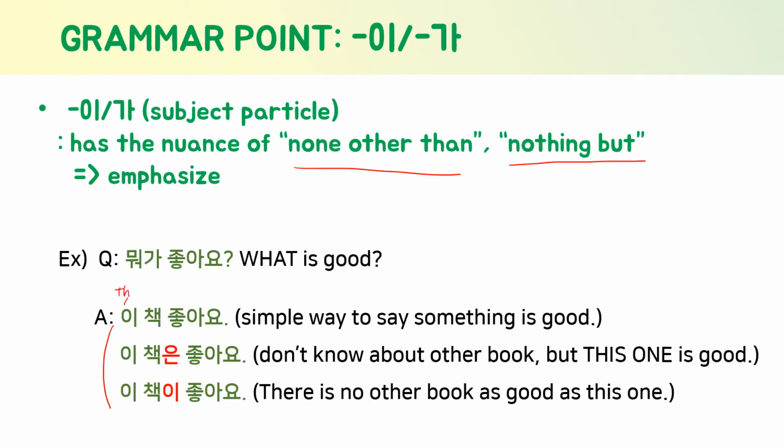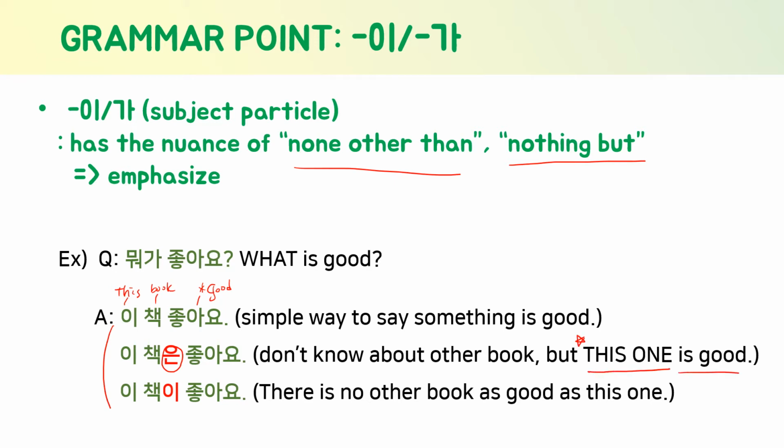We say this book simply say something is good. It means this book is good. But if you say 이 책은 좋아요, we learned this topic particle, right? But here in the sentence, 이 책은 좋아요, it has a nuance like, I don't know much about all the other books, but emphasize this one is good.